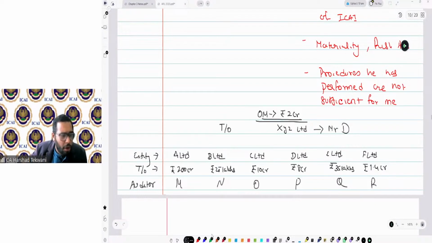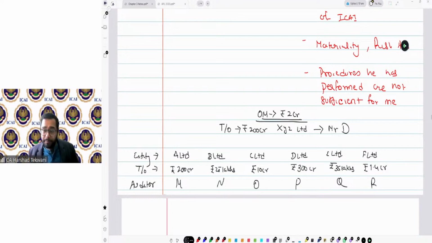Now I'll change some numbers. The turnover of XYZ Limited is, let's say, rupees 200 CR. D Limited turnover is rupees 300 CR. Now this is a scenario. Your XYZ Limited parent company has a 200 crore turnover. A Limited has 200 crore, B 25, C 10, D 300, E 35 lakhs, and F 1.4 CR.